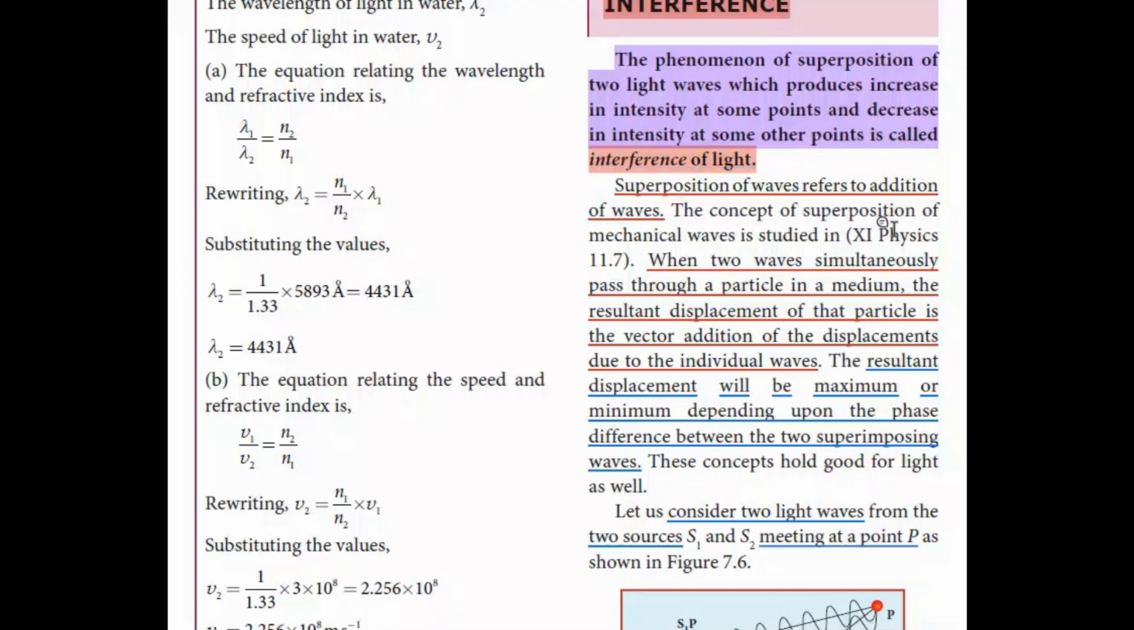The concept of superposition of mechanical waves was already studied in 11th standard. When two waves simultaneously pass through a particle in a medium, the resultant displacement of that particle is the vector addition of the displacements due to the individual waves. The resultant displacement will be maximum or minimum depending upon the phase difference between the two superimposing waves. These concepts hold good for light as well.